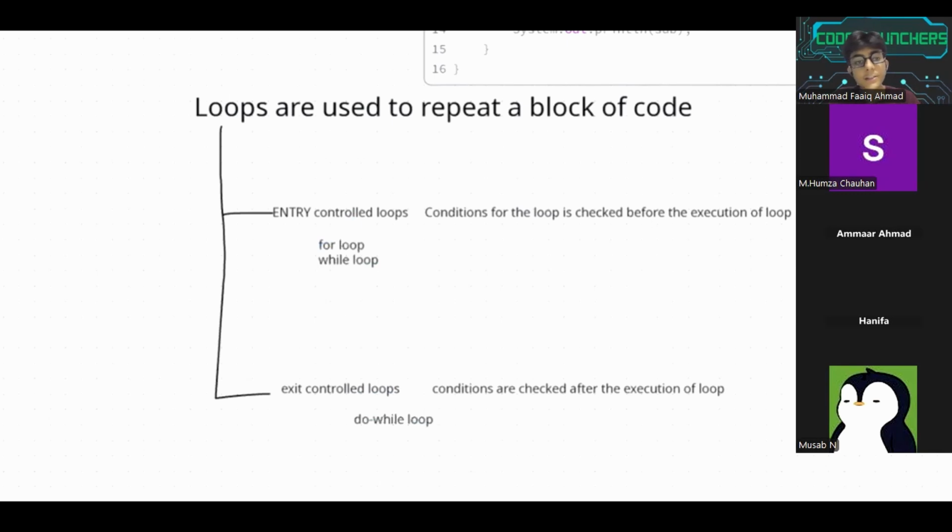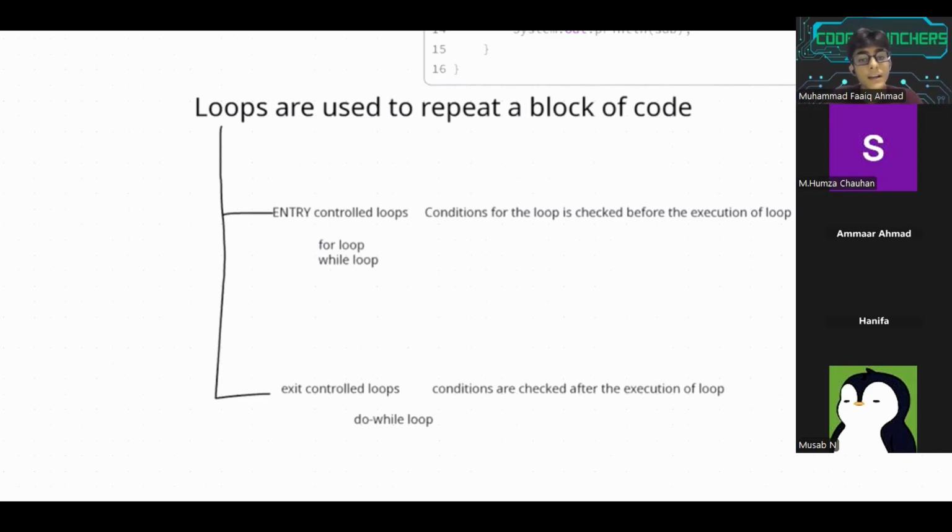So I'll just summarize it once. Loops are used to repeat a block of code, a snippet of code. Instead of writing the code over and over again, we can just enclose it within the brackets of loop, and it will run over and over again as many times as we want. Then loops are of two types, entry control loops and exit control loops.